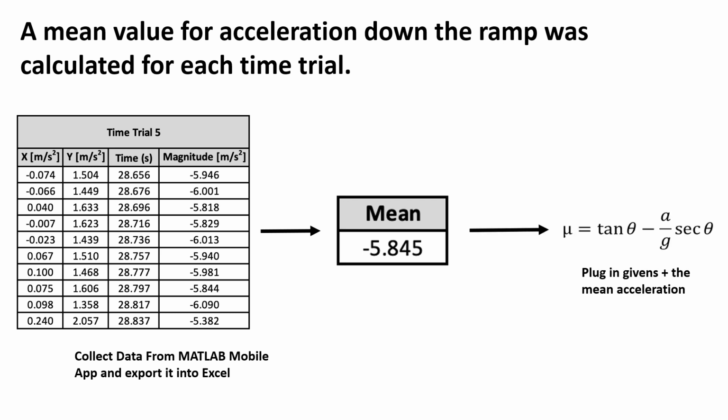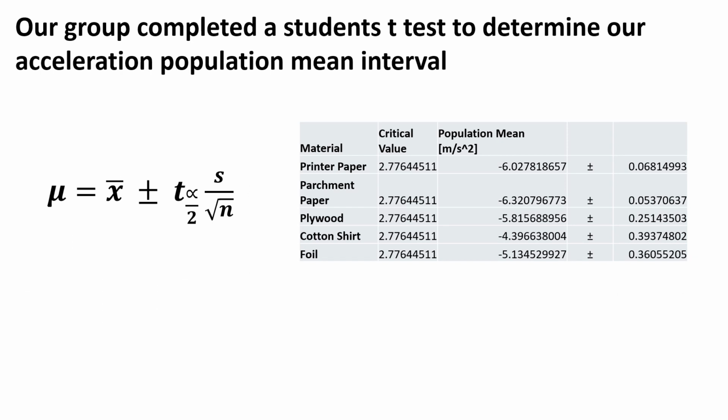Once we've finally calculated the mean value for all of our measured acceleration magnitudes, we could then plug that value into this equation on the right and finally solve for our coefficient of friction. For our statistical analysis, our group completed a student's t-test to determine our acceleration population mean interval. We used the following equation.